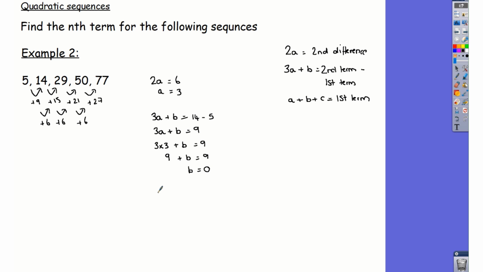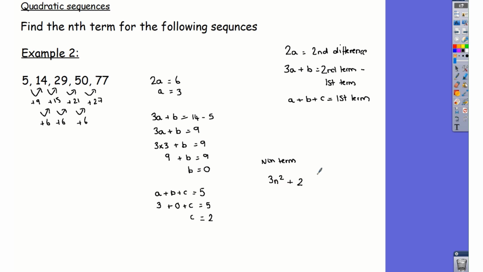Finally, I know that a add b add c is equal to the first term, and the first term is 5. A is equal to 3, b is equal to 0, add c, so therefore we know that c would be equal to 2. So the nth term for this sequence would be 3n squared, there is no b term, add 2.